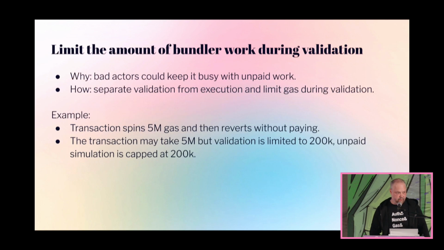So how does ERC-4337 achieve all that? The first thing we had to do is separate validation from execution. The transaction has to be structured in a way that we know what part is the validation and what part is the execution. And then we can limit the amount of work. This is really the bare minimum we have to do. We have to limit the amount of work that has to be done in order to validate a transaction. If we don't do that, then the server may end up doing an infinite amount of unpaid work and never get to do any paid work. So we can say that even if the transaction is 5 million gas, it can only use 200K of gas for validation. And this limits the amount of potentially unpaid work.